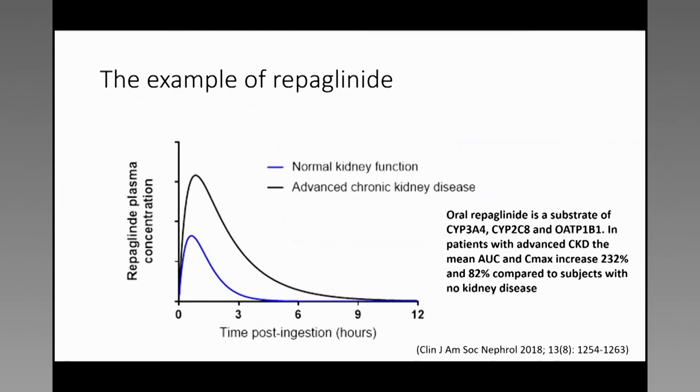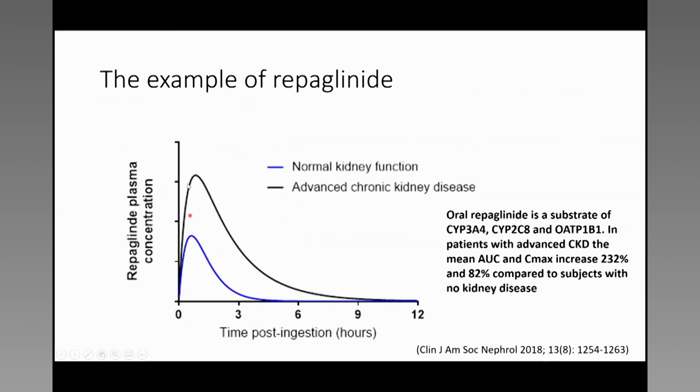But if we compare it to repaglinide, which is used for the management of diabetes, we can see here that there are some marked differences. The blue line again shows a person with normal kidney function, but the black line shows a person with advanced chronic kidney disease. And what we can see here is that there is almost a doubling in the Cmax. And again, we get a slightly longer half-life, whereby it persists. Oral repaglinide is a substrate of CYP3A4 and 2C8, but also one of the organic anion transporting polypeptides. So it's got multiple factors whereby uremia may impact on its kinetics.